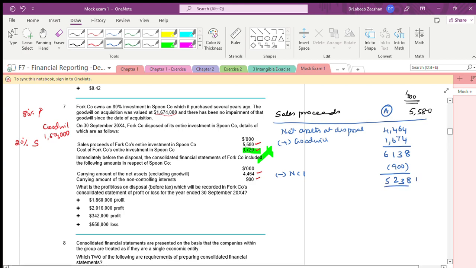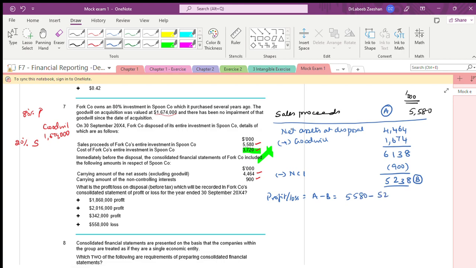This is the B. What is the profit or loss? Profit or loss is nothing but A minus B. 5,580 minus 5,238. How much is the amount you'll get? 342. 342 thousands.